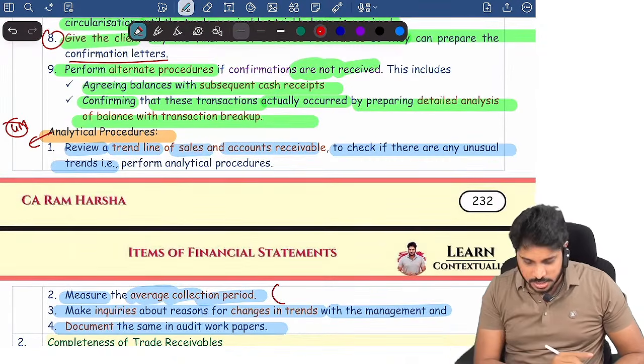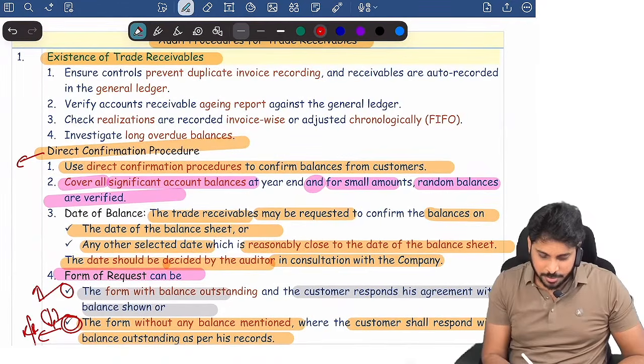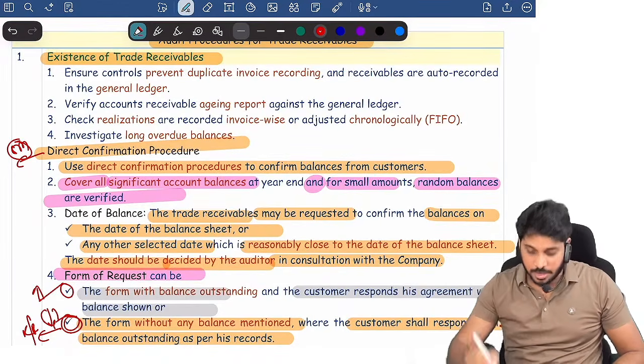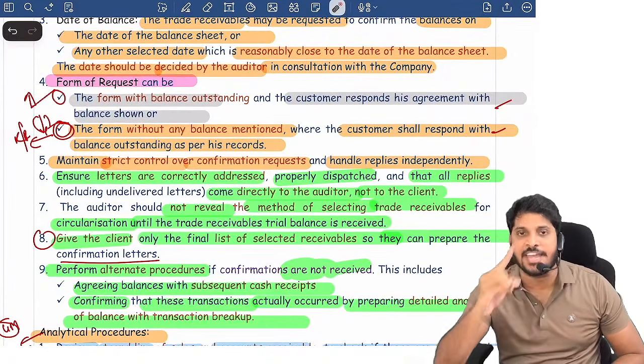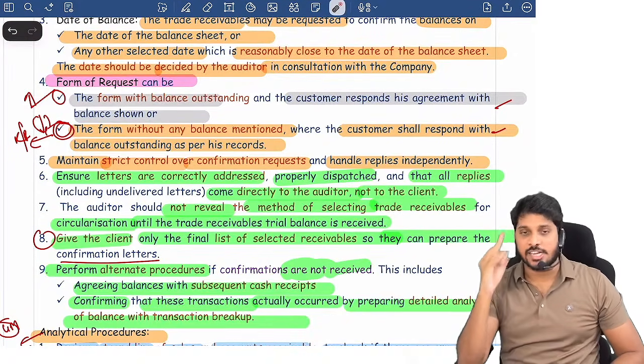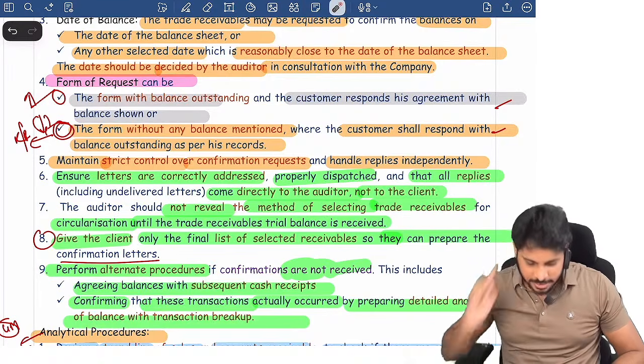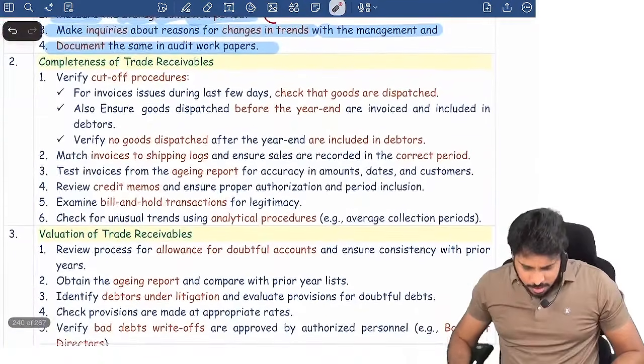Only this can be asked as a 4 marks question. Direct confirmation procedure, only this can be asked as a 5 marks question. Or any of these points they can test and ask you as an MCQ. Any way they can ask. Important topic. Trade receivable is an important topic, guys. That's it.